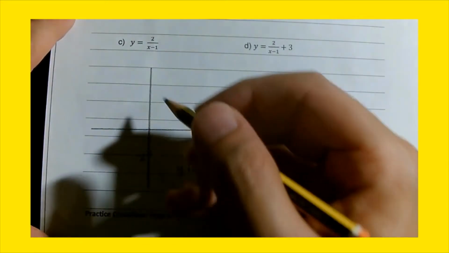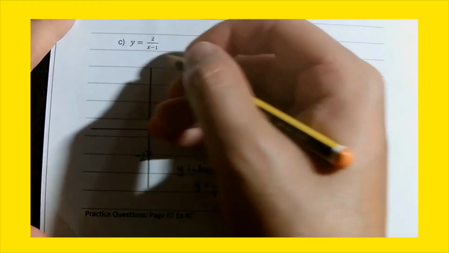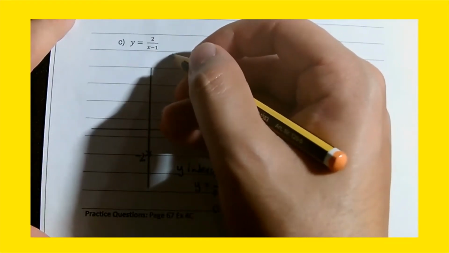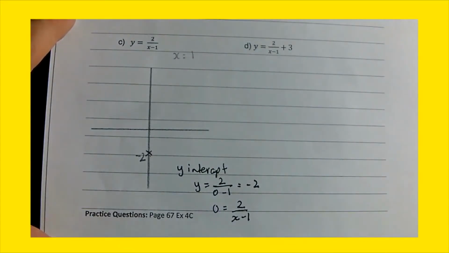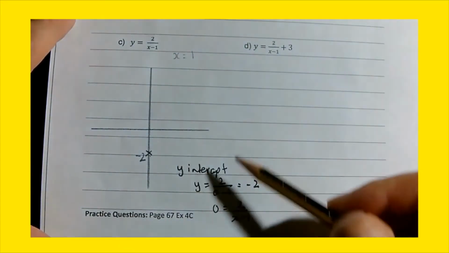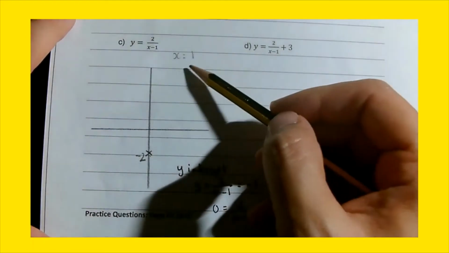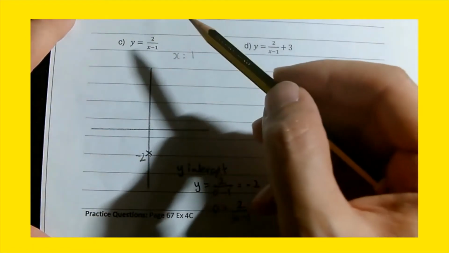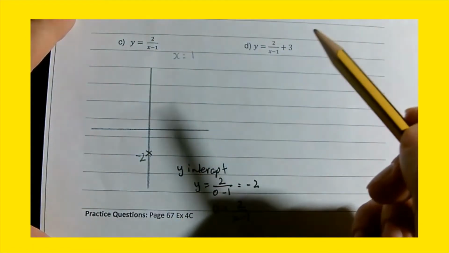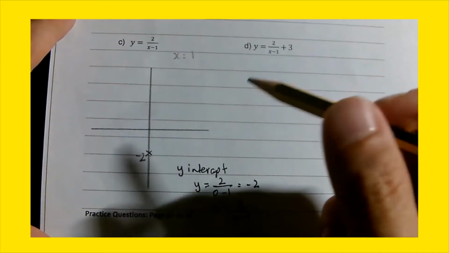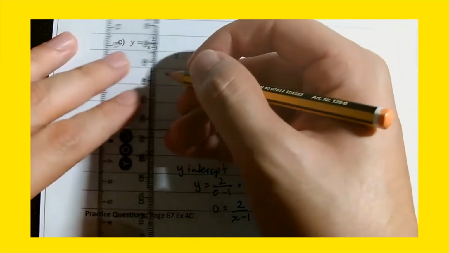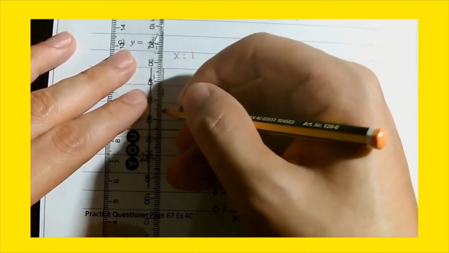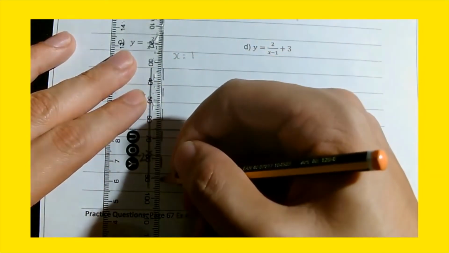Okay, so if I had, let's say, x equals 1, for example, what would happen there? I know what happens when x equals 0. Put in x equals 1, I get 2 over 1 minus 1, and you can't have that. So actually, x equals 1 is an asymptote. The graph does not exist for x equals 1.